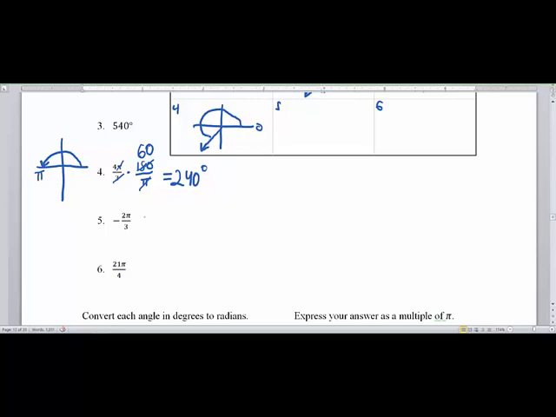Let's convert to degrees again for this one. Now again, if you have a completed unit circle, you can actually go to this and see where it is on the unit circle. And feel free to do so. You don't have to do the conversions that I'm doing if you have your completed unit circle from one of the first videos that we've done together in class.